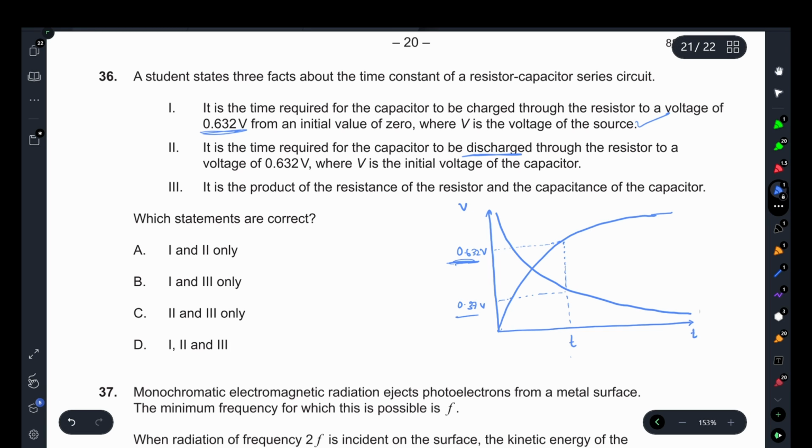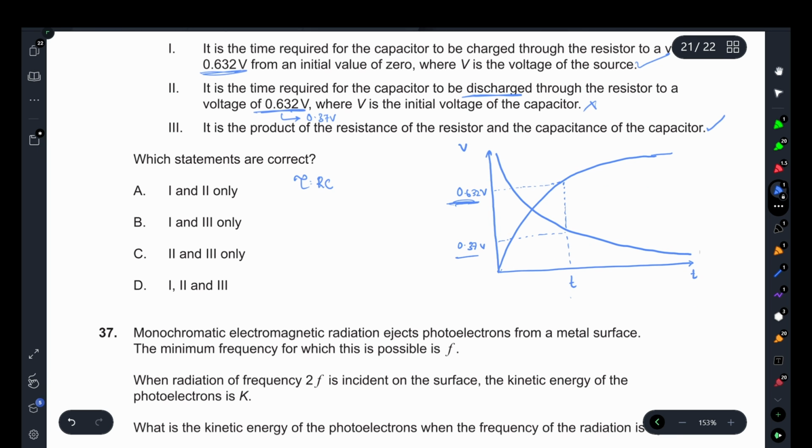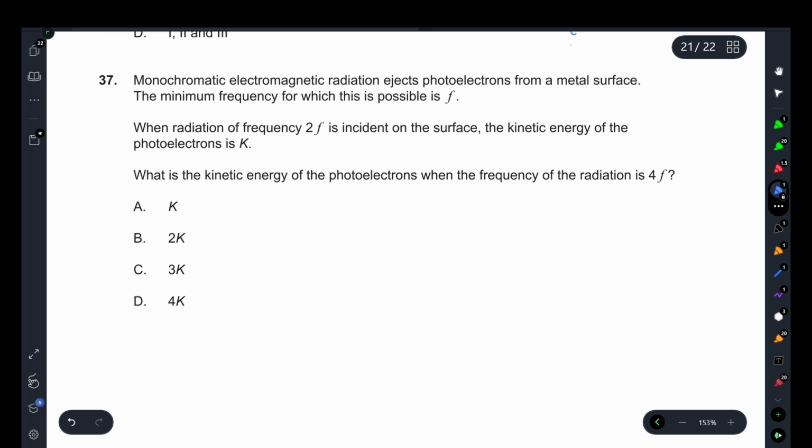Next, we're looking at the second one. It's a discharge. Low voltage is 0.62. No, we're looking at 0.37 volts here, which gives us this value. So this is incorrect. Next, in the data booklet itself, we see tau is equal to RC, which means that the third statement is correct. Question number 36, option B is the correct answer.